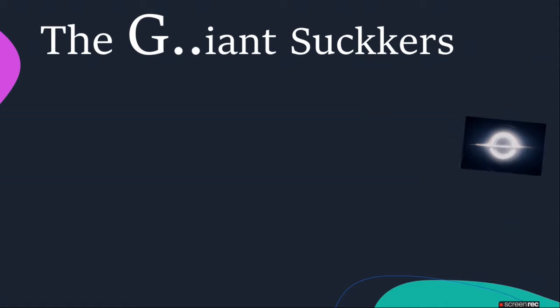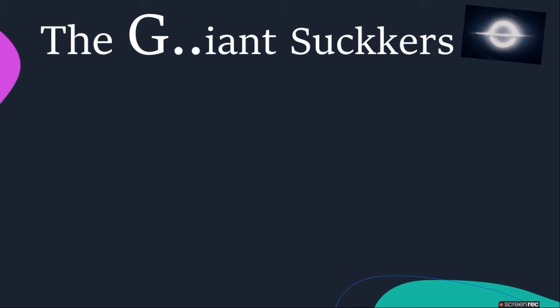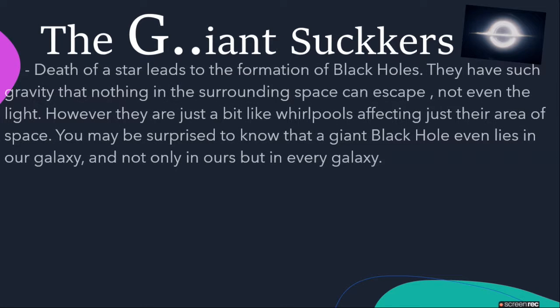The giant suckers. Now, the name itself makes it clear. The suckers of space. The death of a star leads to the formation of black holes. They have such gravity that nothing in the surrounding space can escape, not even light, which is said to be the fastest traveling thing in science. However, they are just a bit like whirlpools, affecting just their area of space. You may be surprised to know that a giant black hole lies in a galaxy, and not only in ours, but in every galaxy.